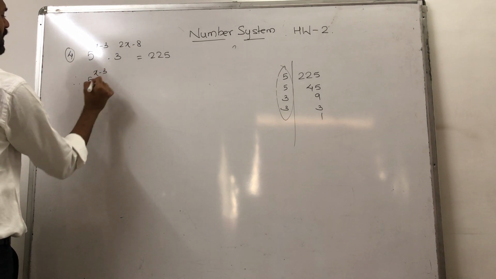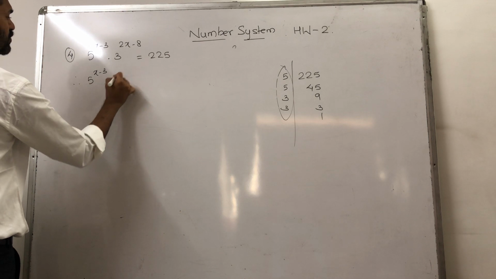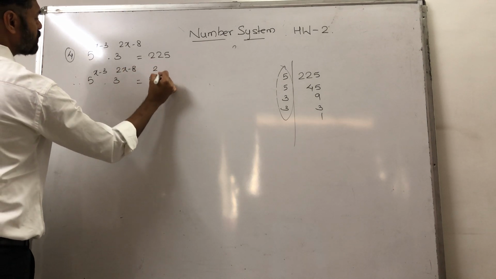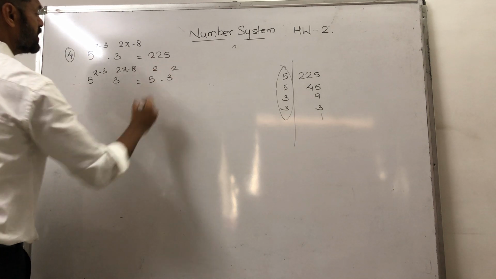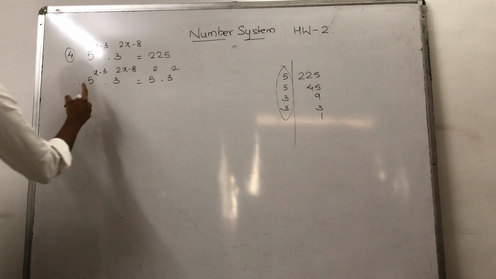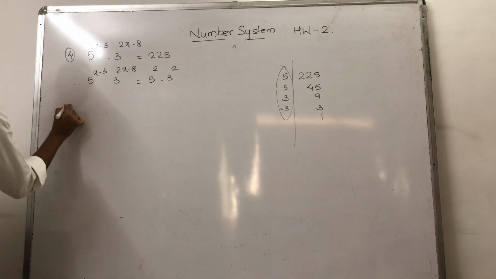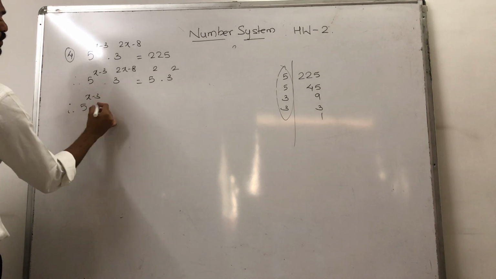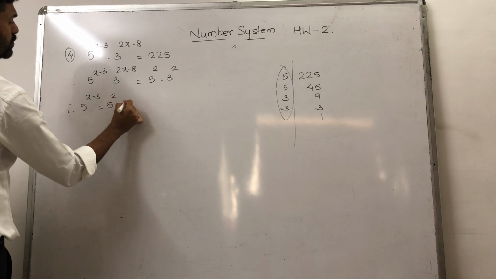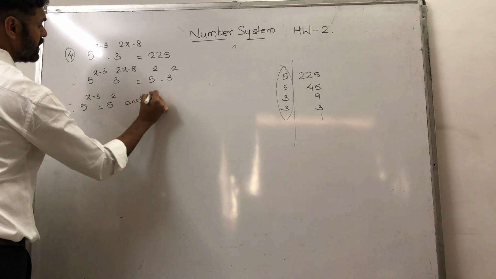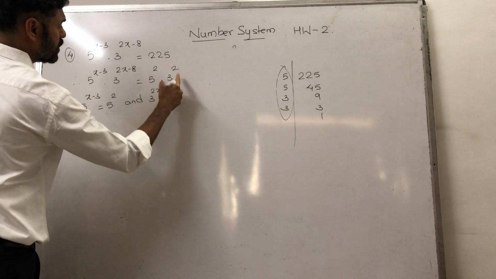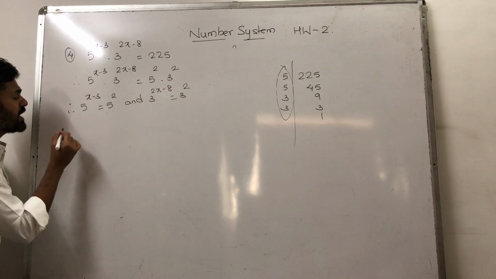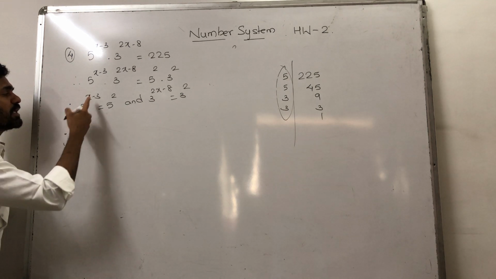Over here, on the LHS we have 5 raised to x minus 3 into 3 raised to 2x minus 8. Now we express 225 as 5 square into 3 square. When you compare the terms with the same base, we can say that 5 raised to x minus 3 equals 5 square and 3 raised to 2x minus 8 equals 3 square. Here both the terms have the same base, so we can equate the power.